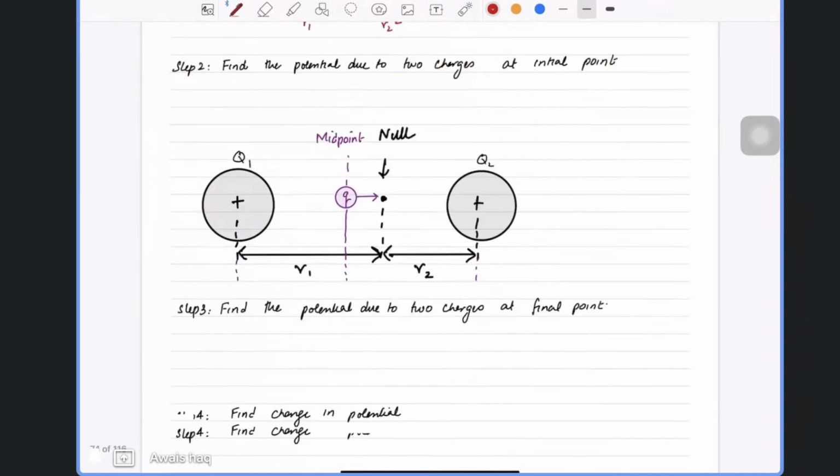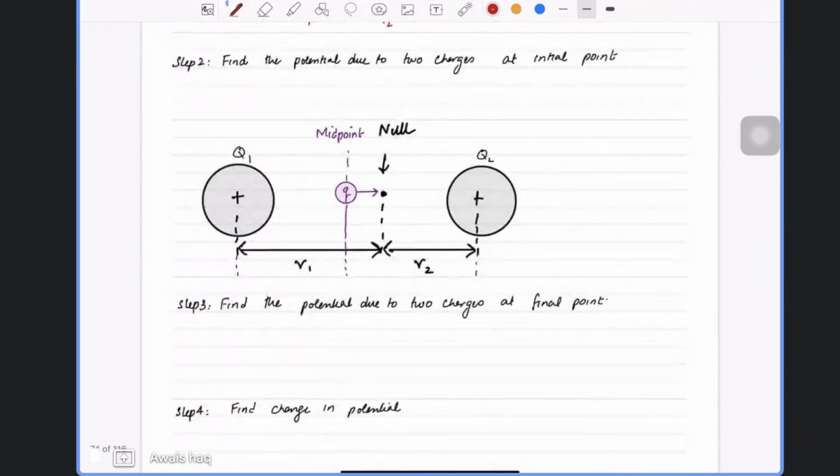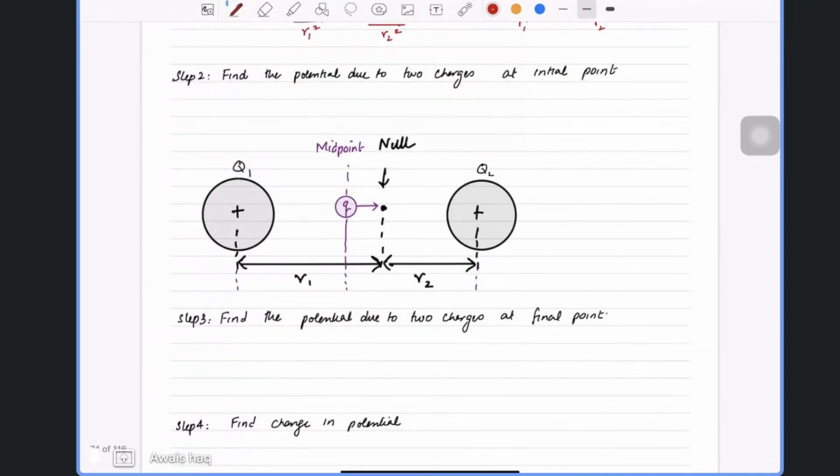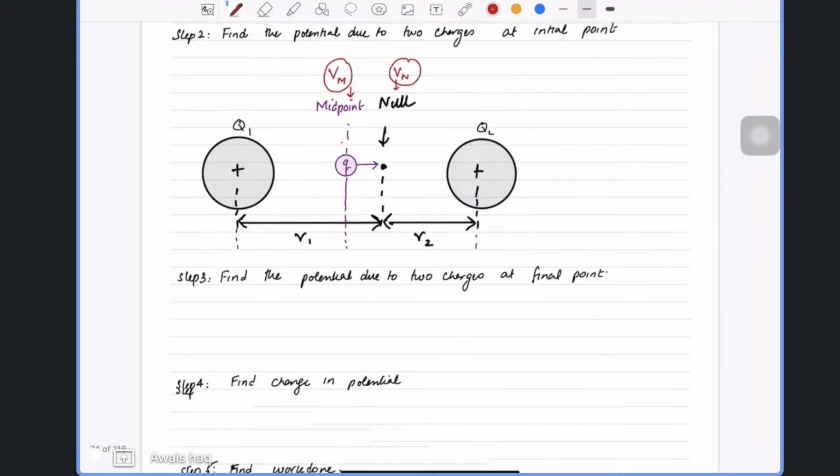Anyway, then we are going to talk about the next step. Let's suppose there's some charge that moves from some point to a null point. The next logical step is that you are going to find the potential at the initial value. So you're going to find the potential at the midpoint, which is right here, and then the potential at the null point, which is here, right? When you find the midpoint and the null point potentials, you're going to find the change in potential.